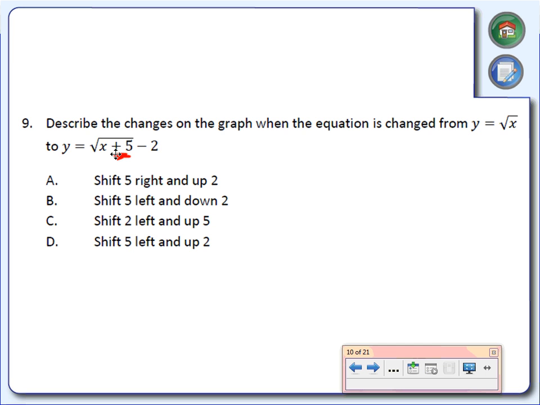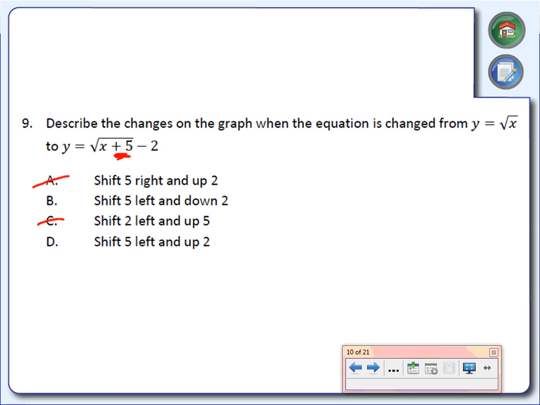What is a plus 5 going to do to our graph? It moves it to the left 5. Okay, so right now, that already rules out a couple of choices, right? It rules out choice A, and it also rules out choice C. So it's either B or D.